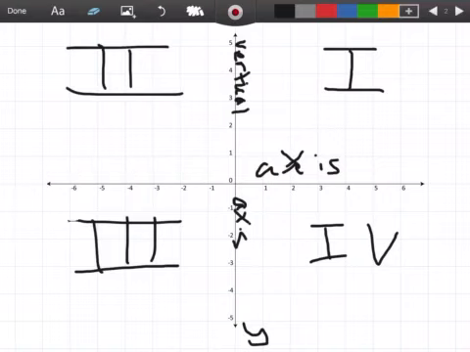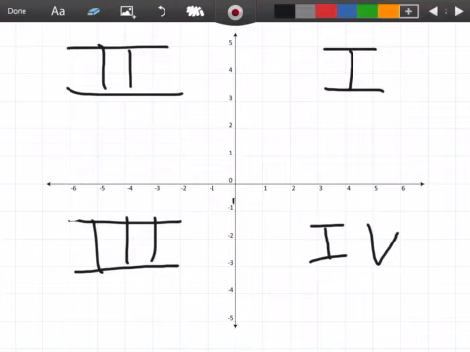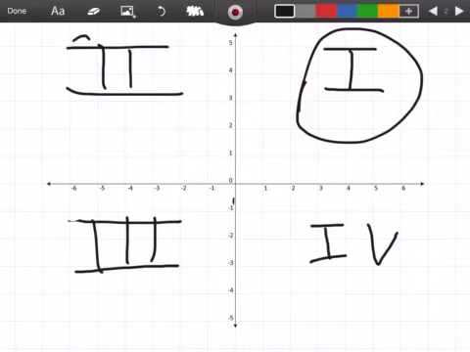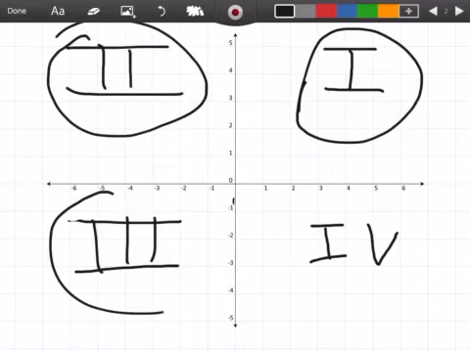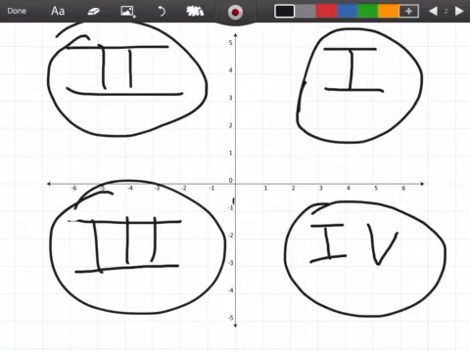Now there are the quadrants. This is the first quadrant, this is the second quadrant, this is the third quadrant, and this is the fourth quadrant. And this is the origin, 0.